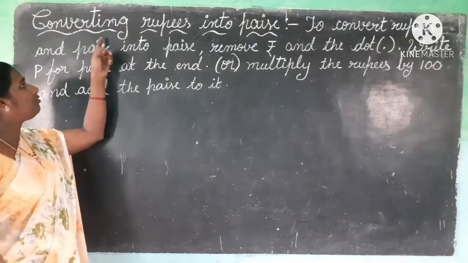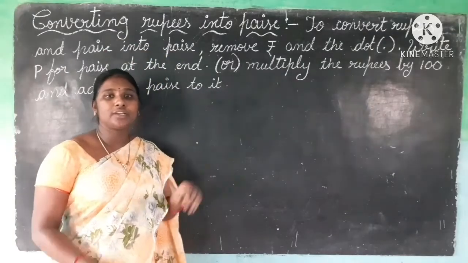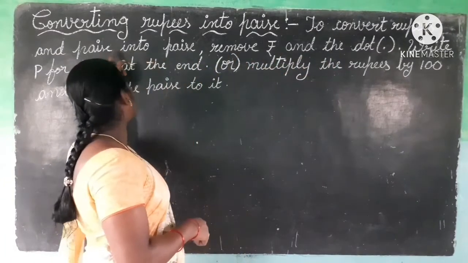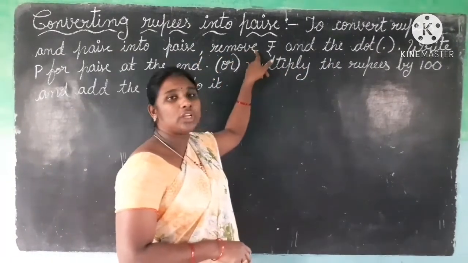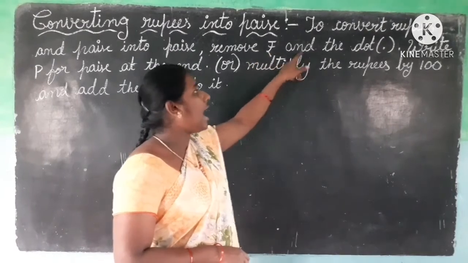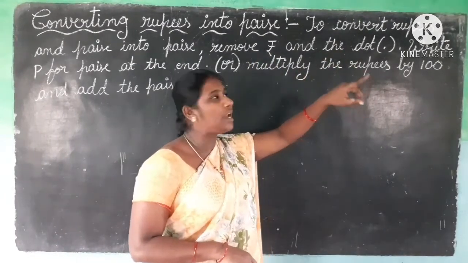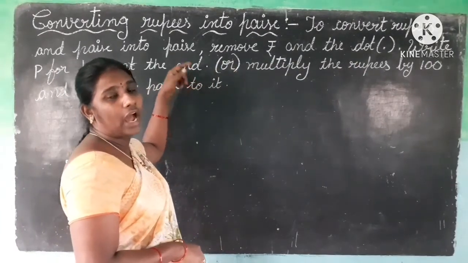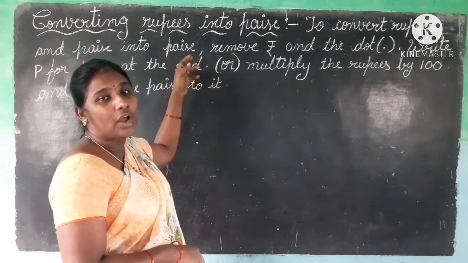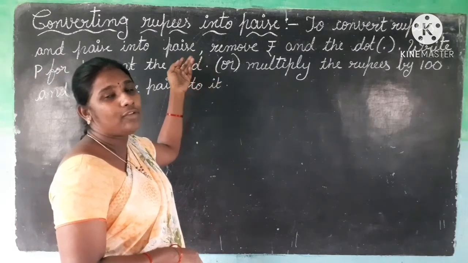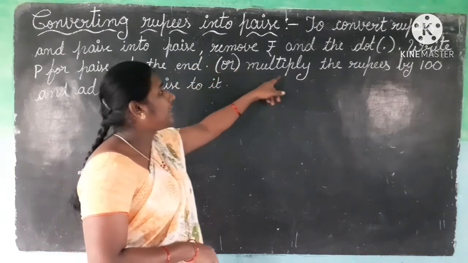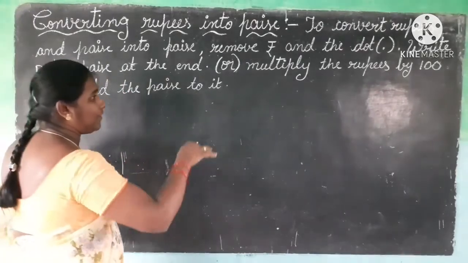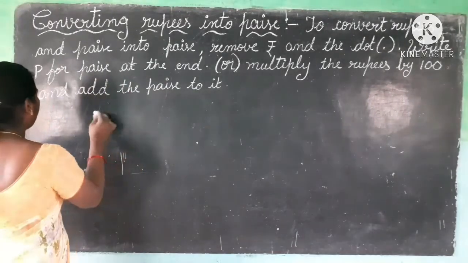Next one is converting rupees into pies. How should we convert? To convert rupees and pies into pies, remove the rupee symbol and the dot, and write P for pies at the end. Or multiply the rupees by 100 and add the pies to it.